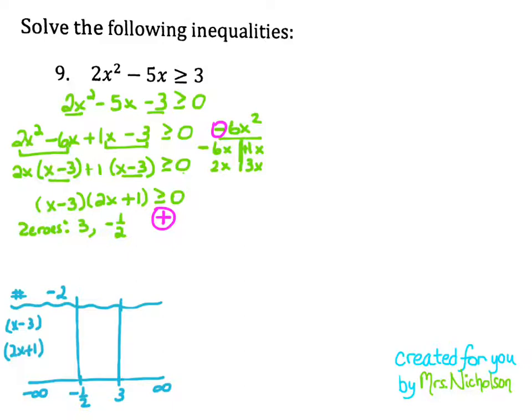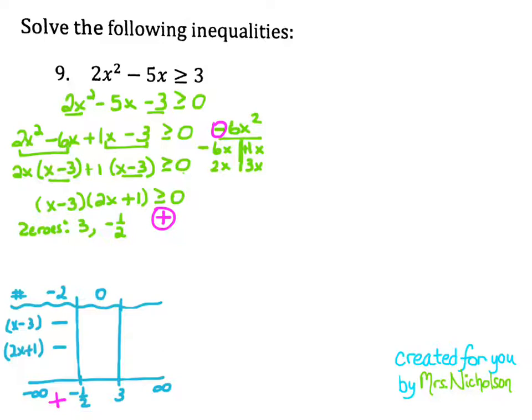If I plug in negative 2 to x minus 3, I'm going to get a negative value because negative 2 minus 3 would be negative 5. And if I plug negative 2 into 2x plus 1, that would be negative 4 plus 1, which is going to come out negative. And if I multiply a negative times a negative, that's going to equal a positive for that interval. Let's try the next interval. Between negative 1/2 and 3, I'm going to choose 0.